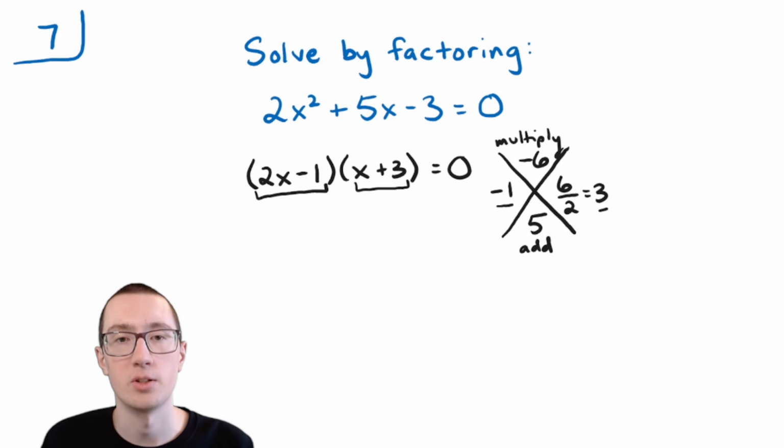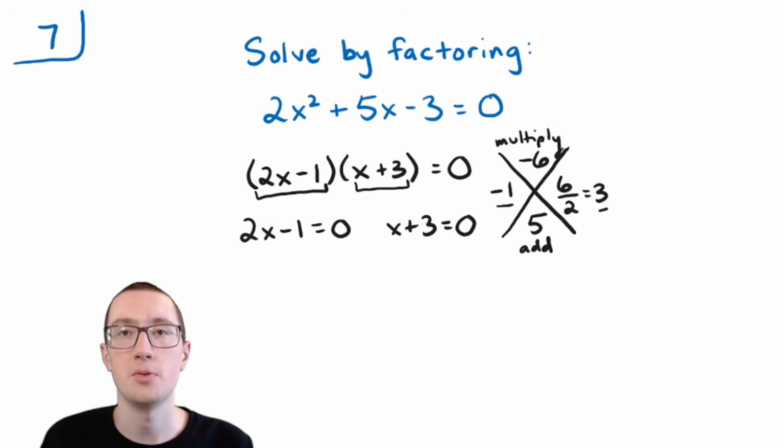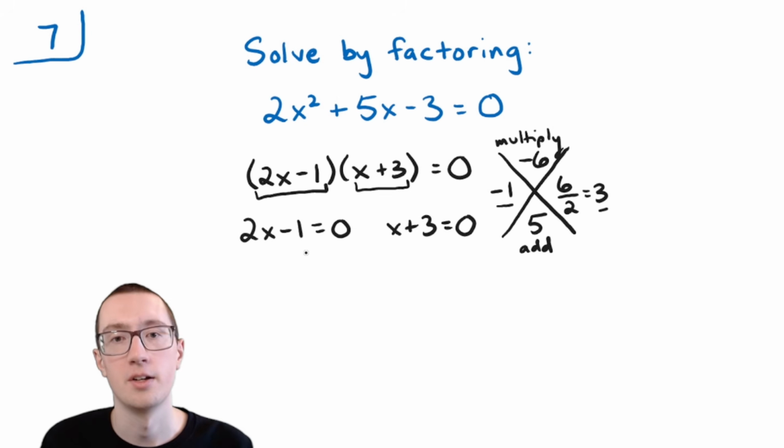So we can split this up into two equations. So we'll have 2x minus 1 equals 0, and we'll have x plus 3 equals 0. And just a reminder that you can only do this if it equals 0. So we're going to solve for x in this equation. We can get rid of the 2 or the negative 1. Let's get rid of the negative 1 first because it's less attached to the x. If we divided everything by 2, we'd have fractions, and no one wants to do that.